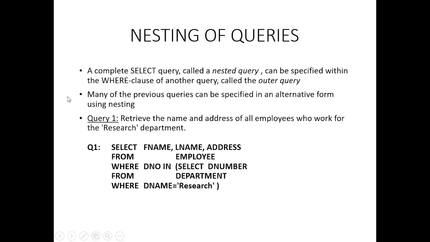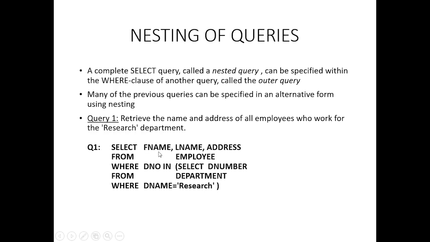Many of the previous queries that we considered earlier can be specified in an alternative form with nesting, which makes it easier. So we can see one query: retrieve the name and address of all employees who work for the research department. We have seen this example earlier, and how we wrote that is we need to select F name, L name, and address from employee and department, where D name is equal to research and D number is equal to DNO. That was the condition, or that was the query. And here we are trying to write this using nesting.